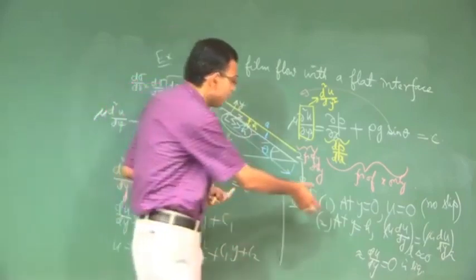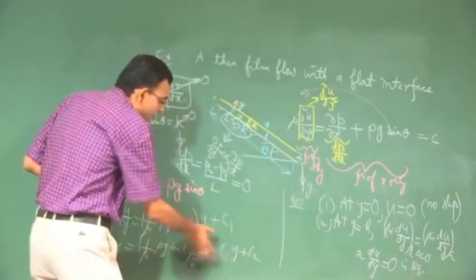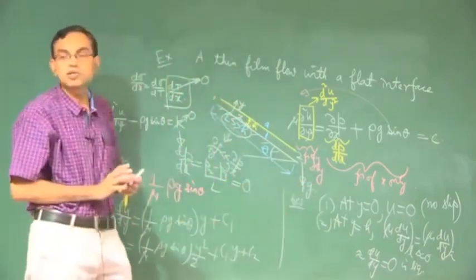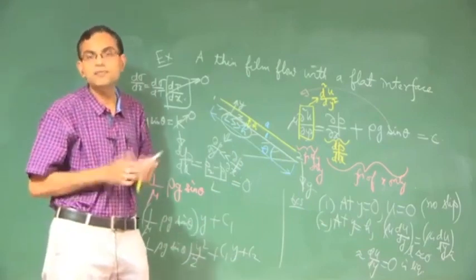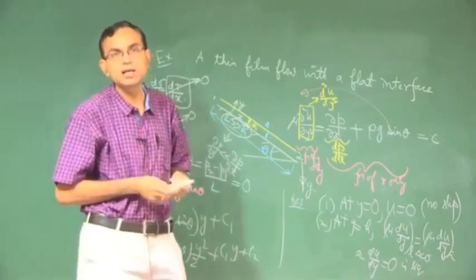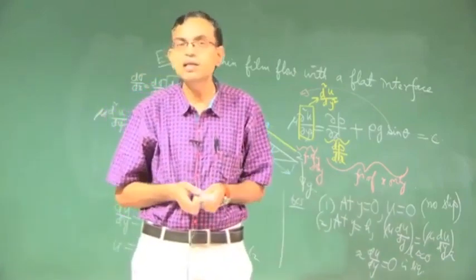So with these two boundary conditions you can straight away work out the constants C1 and C2. These are straightforward enough in algebra. So I believe that I need not work these details in this lecture.